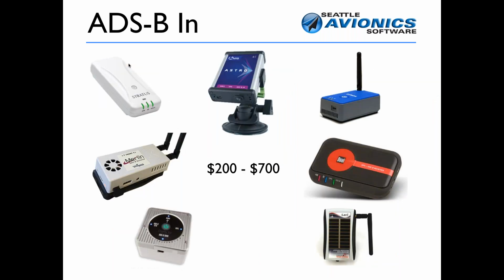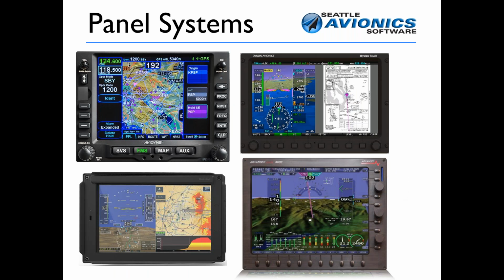So this is a really short presentation, to be perfectly honest with you. That's most of it. The other part, though, that I want to talk about is panel systems. The other way that you can get ADSB in your system is if you already have a glass panel or you're thinking about one. FlyQ supports a number of them already.